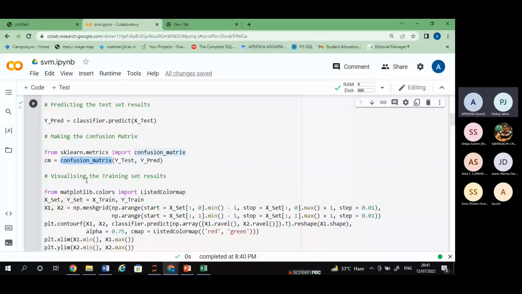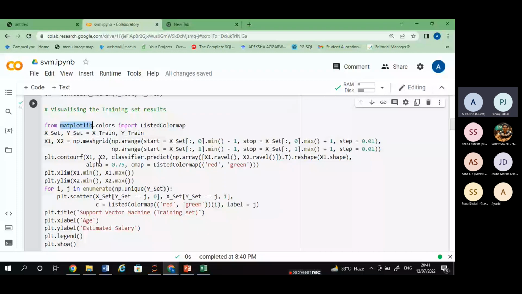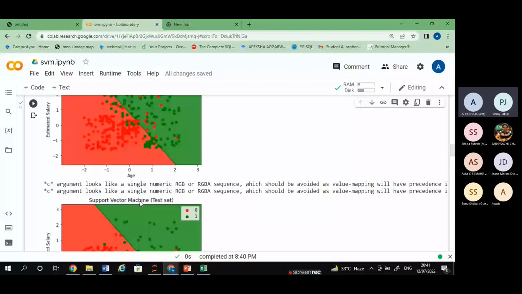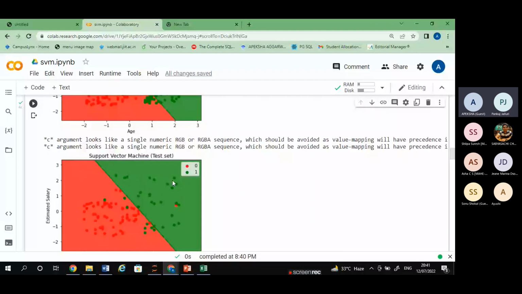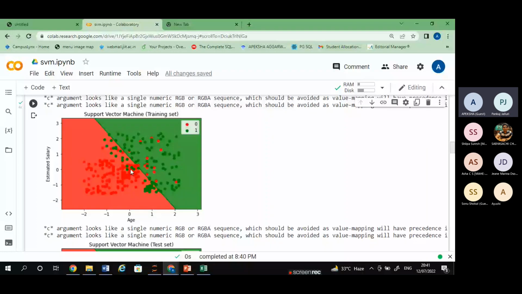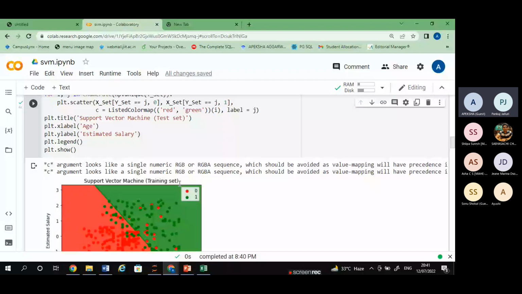confusion matrix. Okay, and then what we have done is, this is just matplotlib. I just wanted to visualize it very colorfully. So this is the SVM training set and this is the test set. You can see for the test set also it is classifying most of the green boundaries as green and red as the red. So it's working really good. Okay, this is the training data set and this is the testing data set. So this is the final answer.